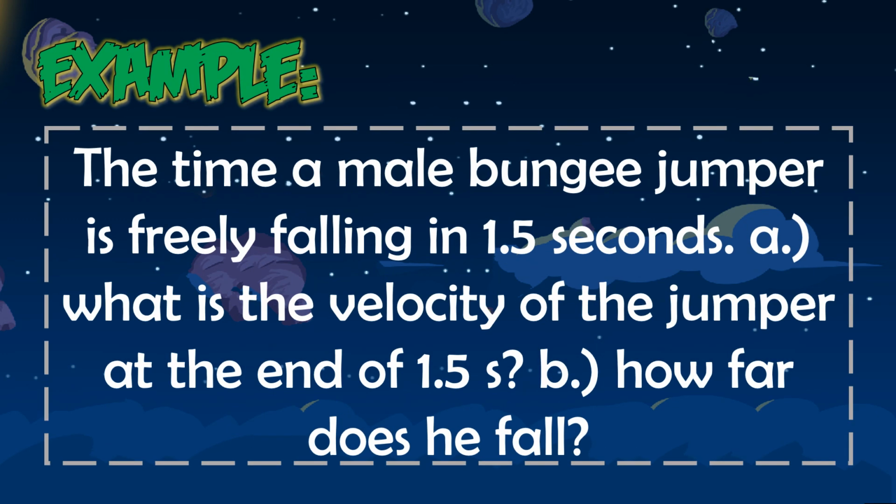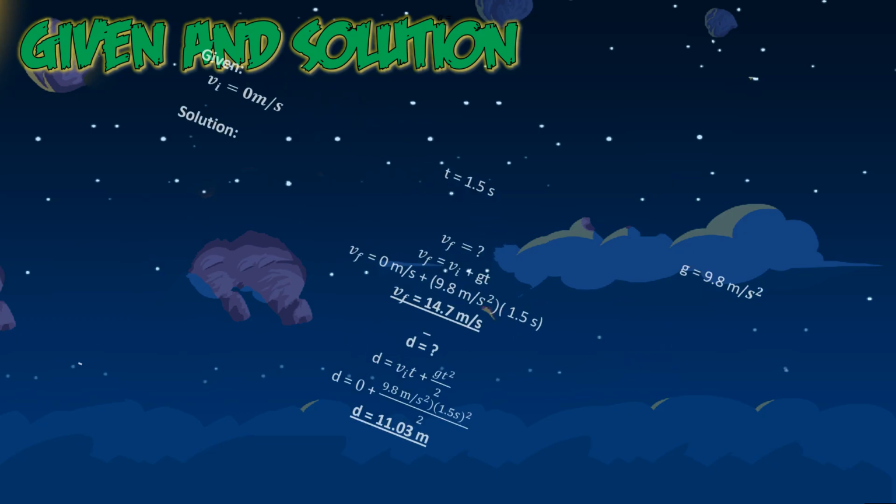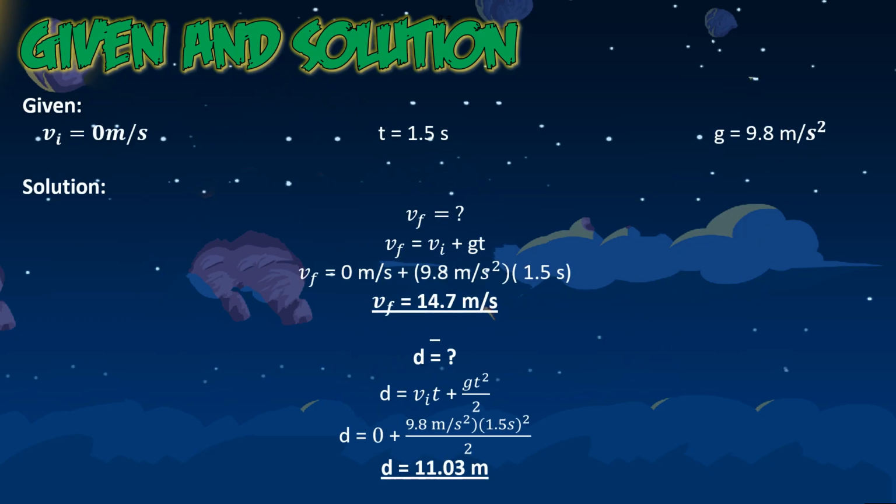Let's have an example. A male bungee jumper is freely falling for 1.5 seconds. What is the velocity of the jumper at the end of 1.5 seconds? How far does he fall? The given in the problem are initial velocity is equal to 0 meter per second, time is equal to 1.5 seconds, gravity is equal to 9.8 meter per second squared.